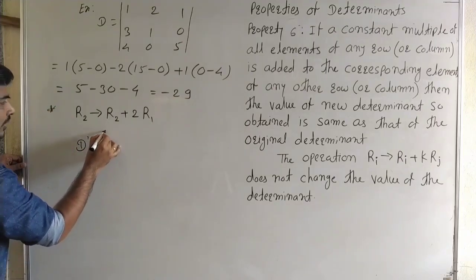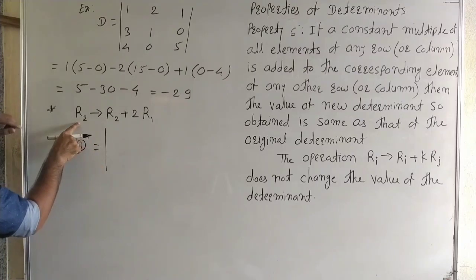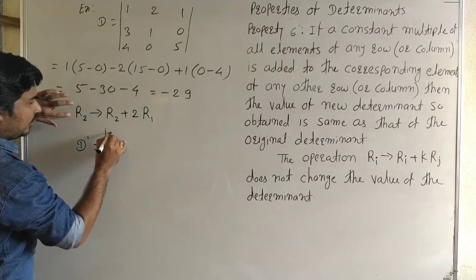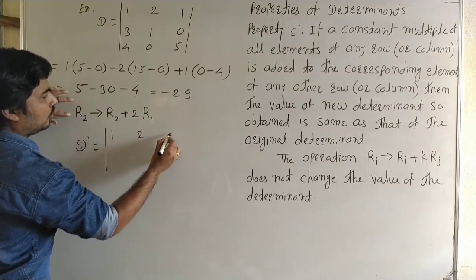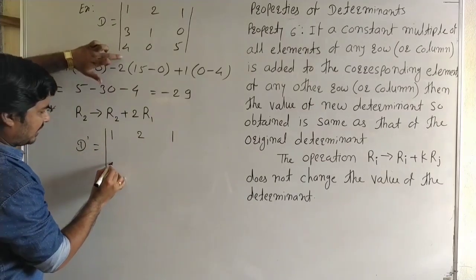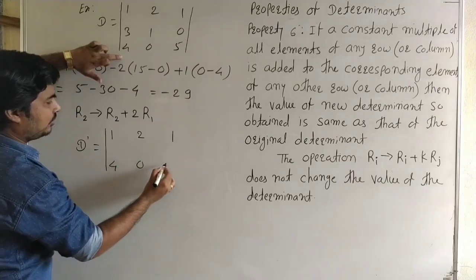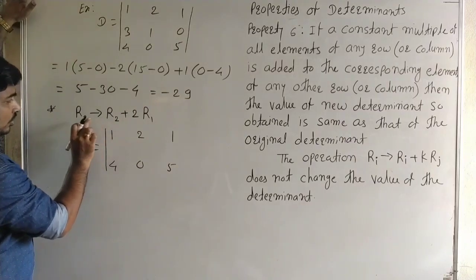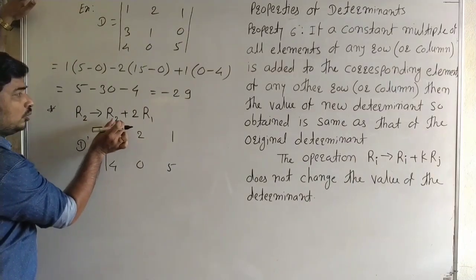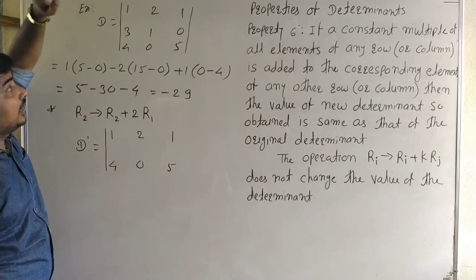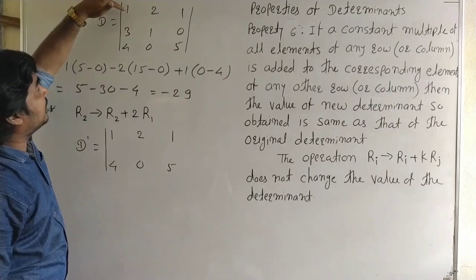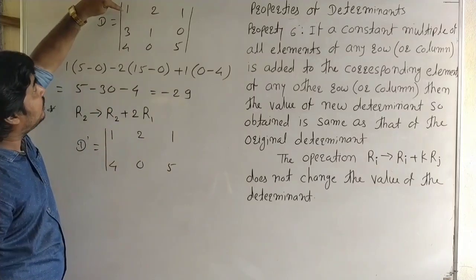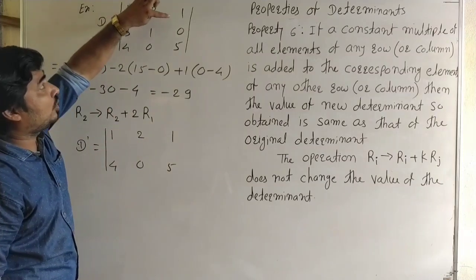Okay, in the obtained determinant, see carefully, we change row 2, so row 1 and row 3 stay as they are. Row 1 is 1 2 1 as it is. Row 3 is also as it is, 4 0 and 5. We change row 2. The calculation of row 2 is row 2 plus 2 into row 1. In row 1 there are 3 elements, 1, 2 and 1. We multiply row 1 by 2, so here we get 2, 4 and 2.